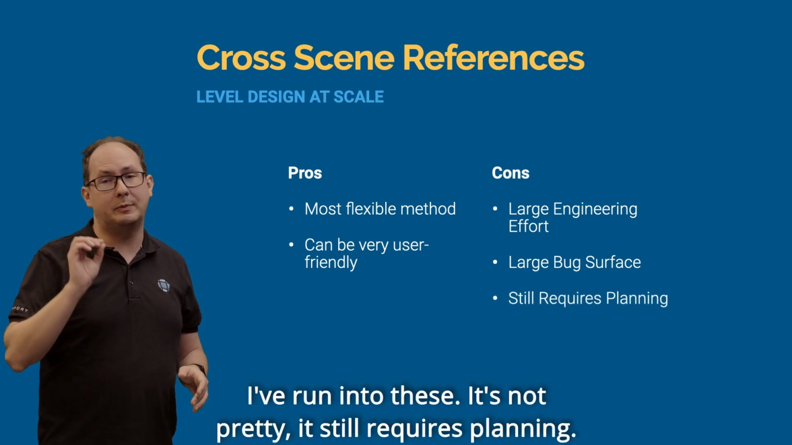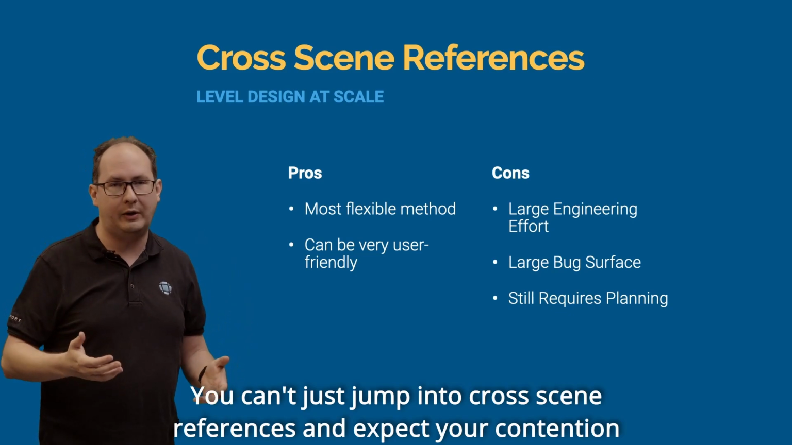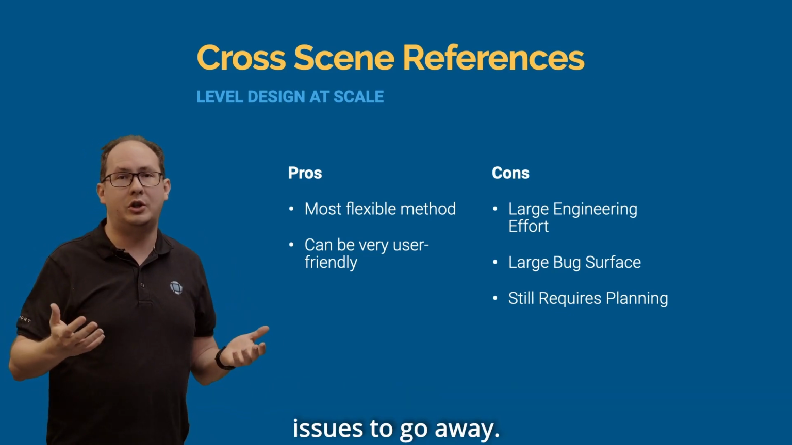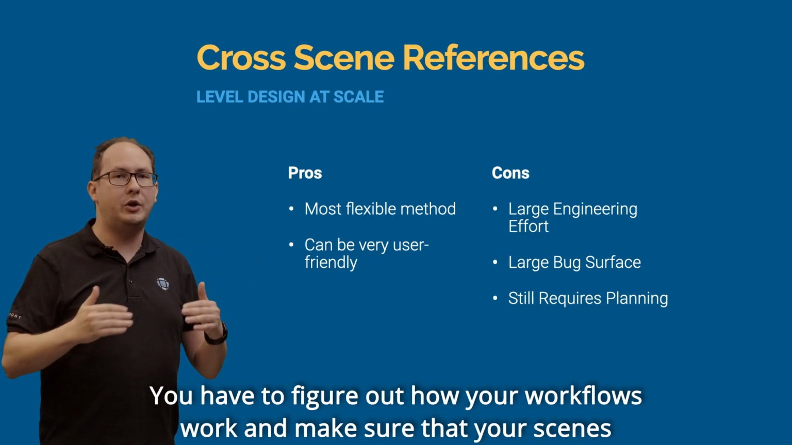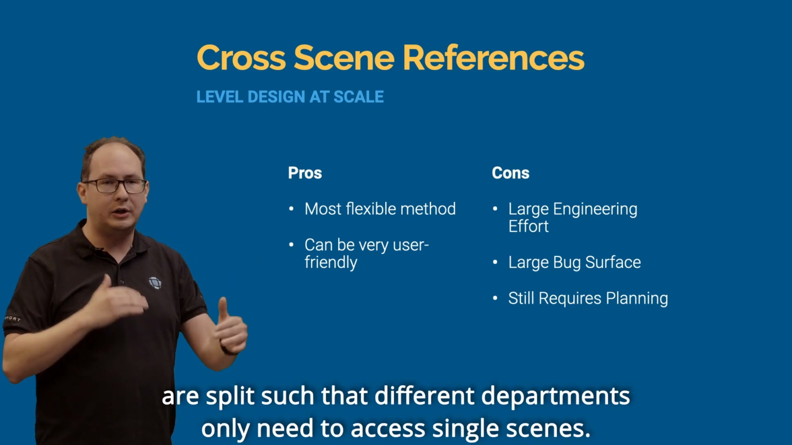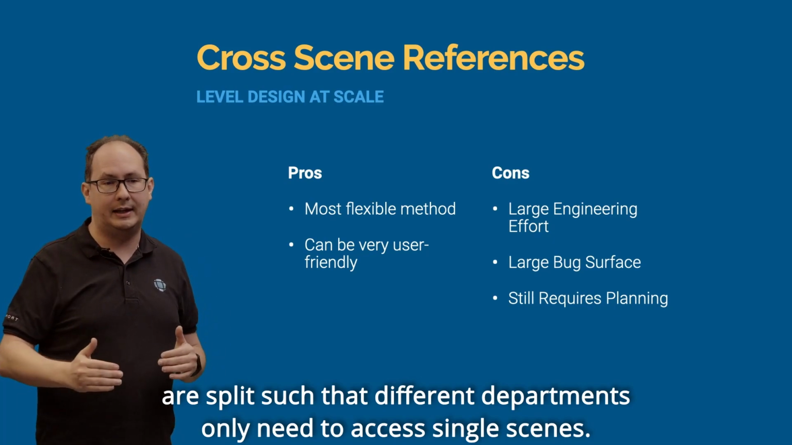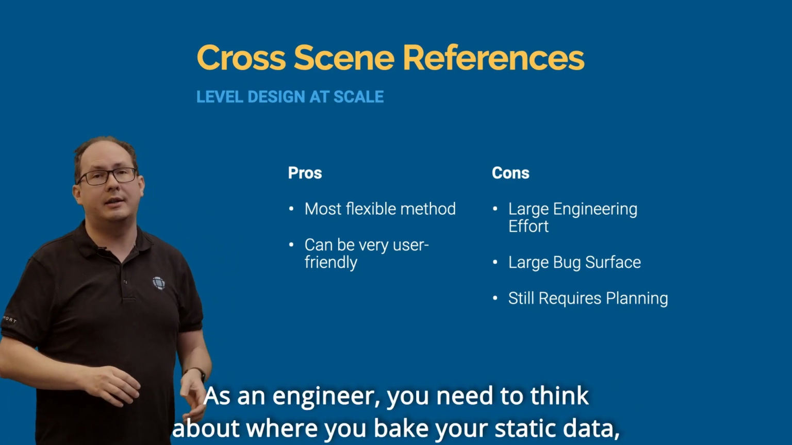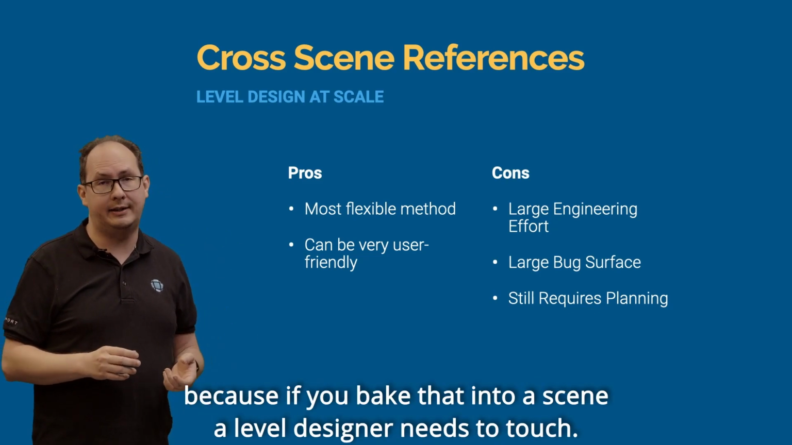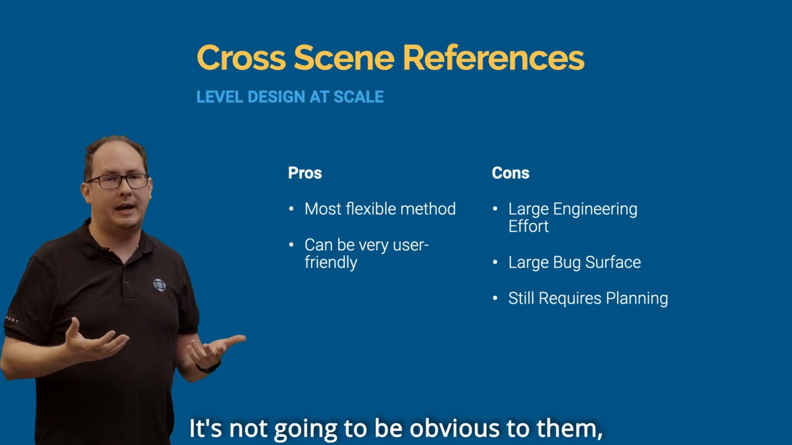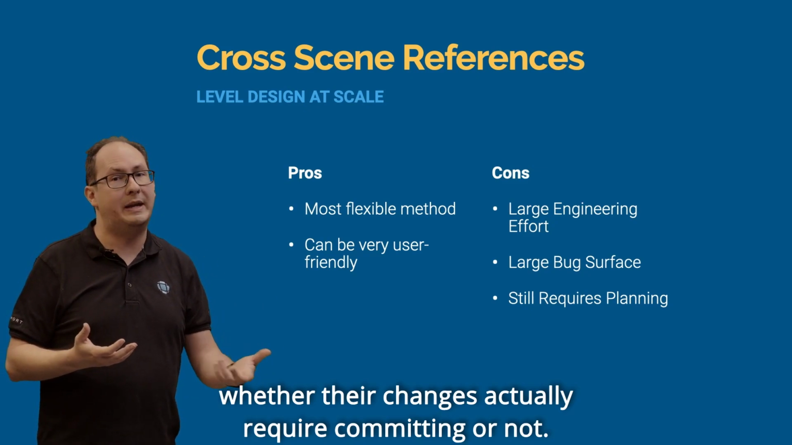It still requires planning. You can't just jump into cross-scene references and expect your contention issues to go away. You have to figure out how your workflows work and make sure that your scenes are split such that different departments only need to access single scenes. As an engineer, you need to think about where you bake your static data, because if you bake that into a scene a level designer needs to touch, it's not going to be obvious to him whether his changes actually require committing or not.